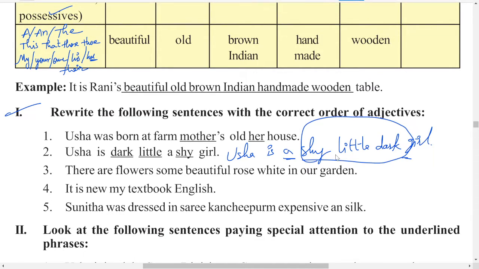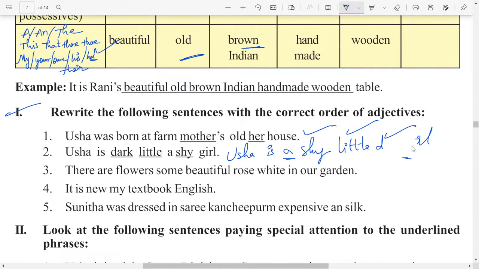Before the group of adjectives, we have to use the article. Article first, a and the. After that, we are speaking about her quality. What type of quality? She is shy. Next one, we are speaking about the size or age. That is little. After that, we are speaking about the color. What is the color? Dark. So, shy little dark girl. This must be the order. Next one.